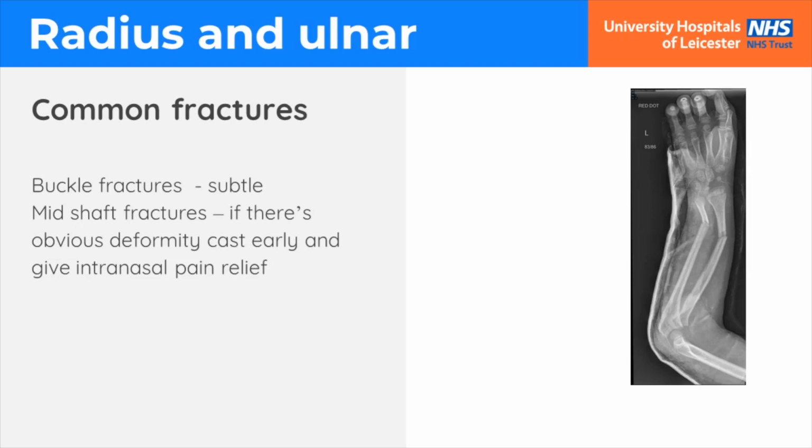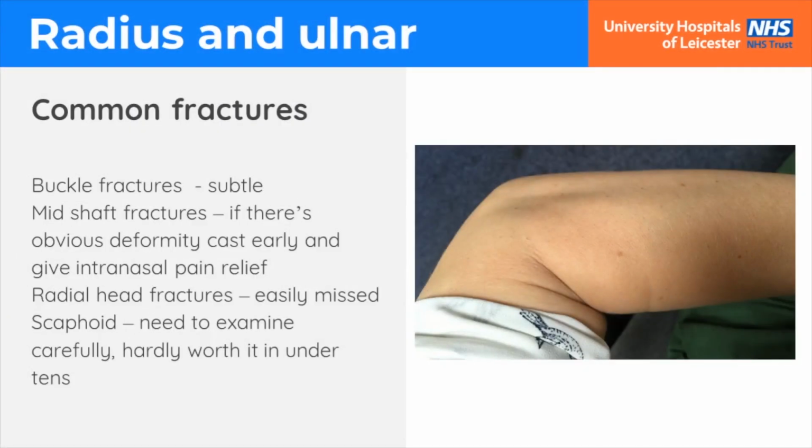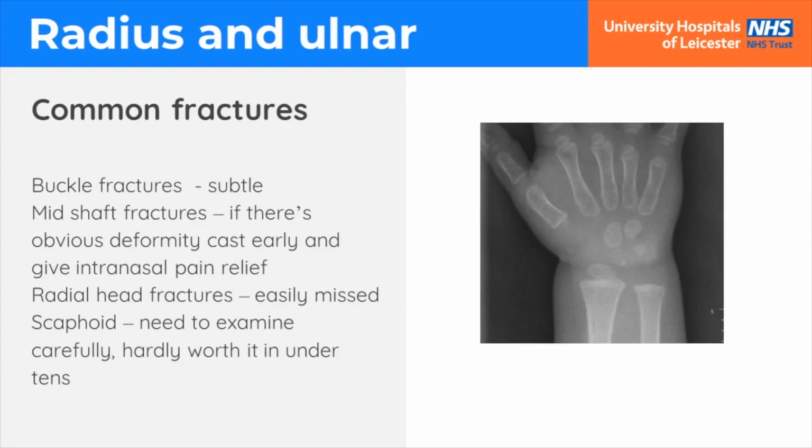Just like buckle fractures, they can look different depending on what angle you look at them. People can be deformed in more than one direction because we are 3D objects. So do be quite careful to have a good look at that and explain it to the family. Radial head fractures are relatively easily missed, so make sure you palpate the end of the radius quite carefully and look for those.